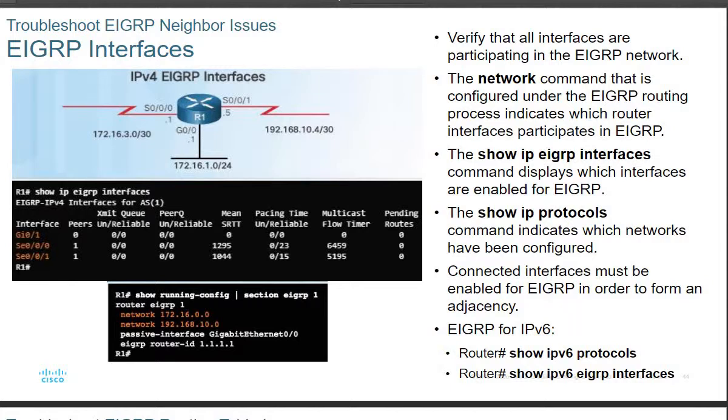Troubleshooting EIGRP Neighbor Issues: EIGRP Interfaces. Verify that all interfaces are participating in the EIGRP network. The network command that is configured under the EIGRP routing process indicates which router interfaces participate in EIGRP. The show eigrp interfaces command displays which interfaces are enabled for EIGRP. The show protocols command indicates which networks have been configured. Connected interfaces must be enabled for EIGRP in order to form an adjacency. For EIGRP for IPv6, use show ipv6 protocols and show ipv6 eigrp interfaces.